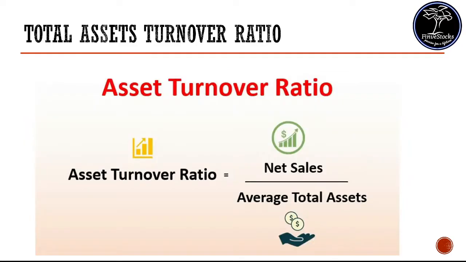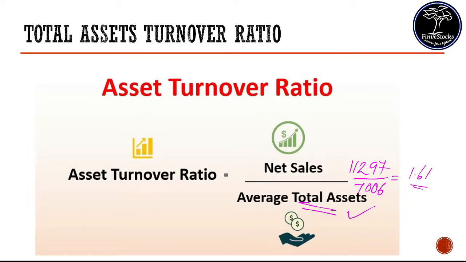The next operating ratio is total asset turnover ratio. It is the same as fixed asset turnover ratio. The only difference is that instead of fixed assets, we need to take total assets. So in case of Polycab, the total asset turnover ratio is total revenue, that is 11,297, upon total assets, that is 7,006 crores. So the ratio comes to be 1.61.